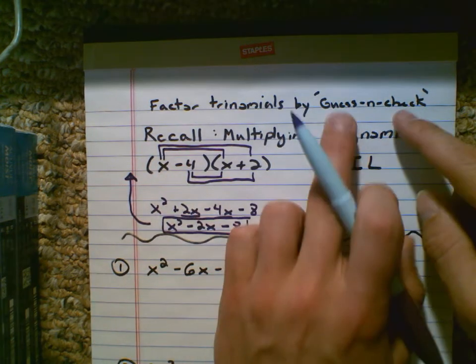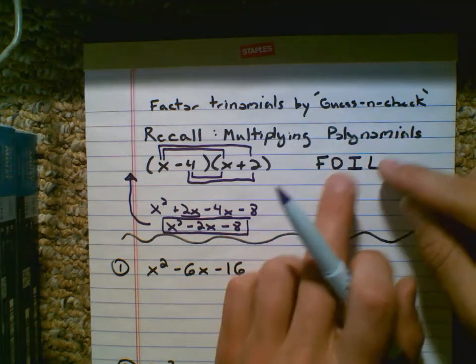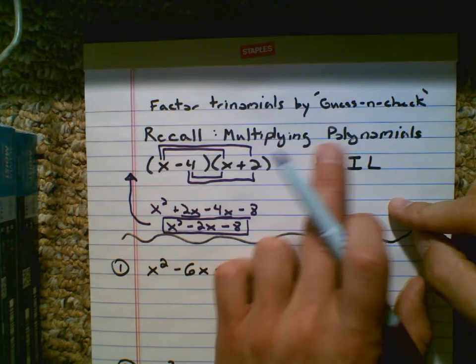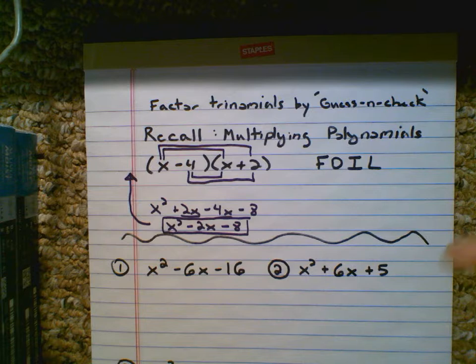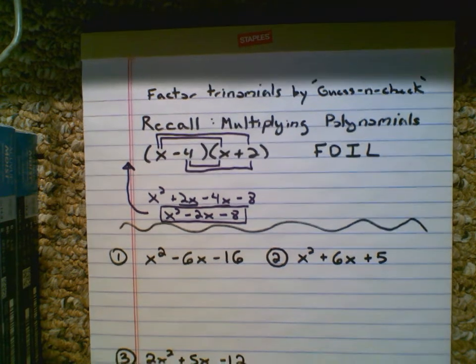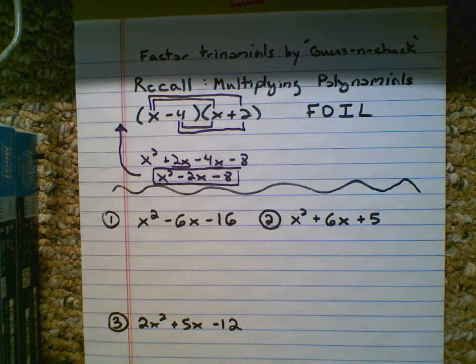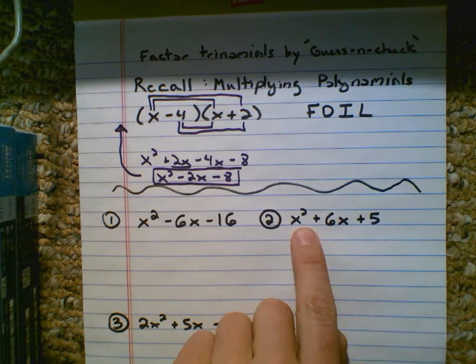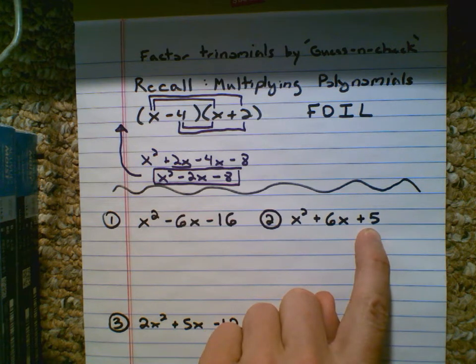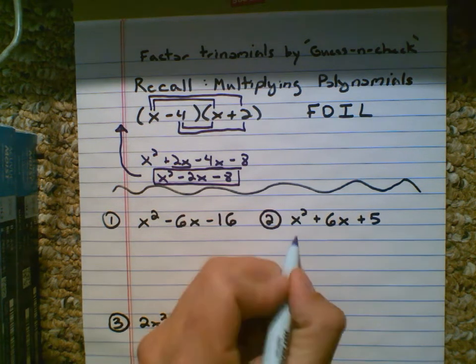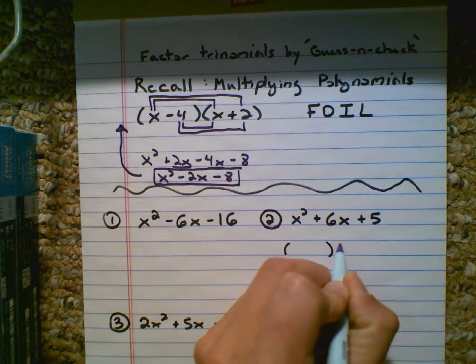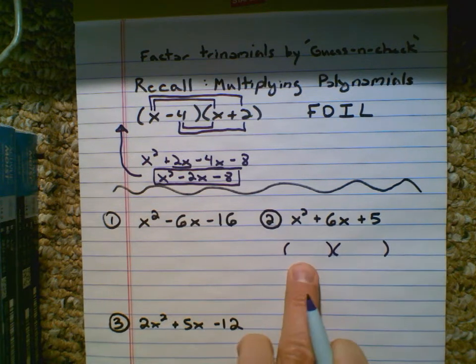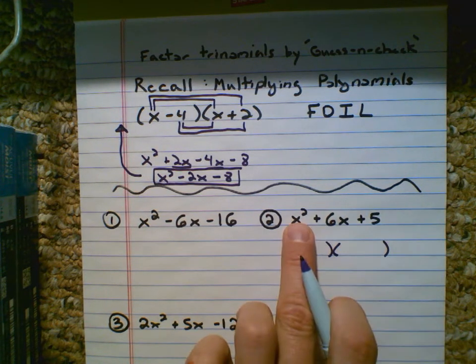We're going to do this, like I said, using the guess and check method, and we want to keep this idea of FOIL in the back of our minds. We're sort of going to do the reverse of FOIL. All right, let's look at some examples here. We're actually going to start with number 2. So I'm given x squared plus 6x plus 5, and I want to know what two binomials, when I multiply them together, would give me this trinomial.